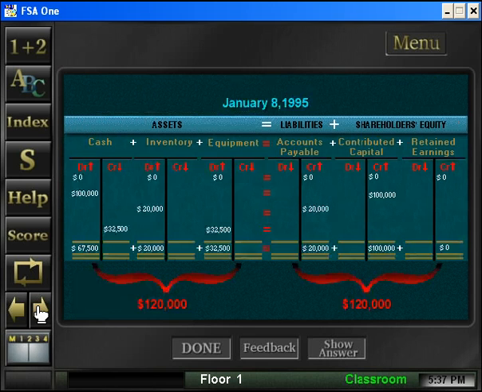Since the 4th event did not affect any of the company's accounts, it does not enter into the T accounts. The effects of the transactions are added to or subtracted from the beginning balances to give the ending balances as of January 8, 1995.